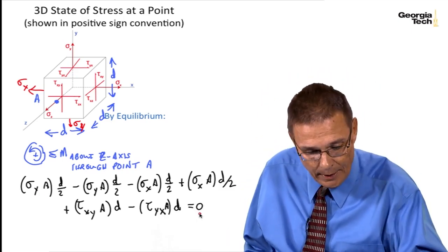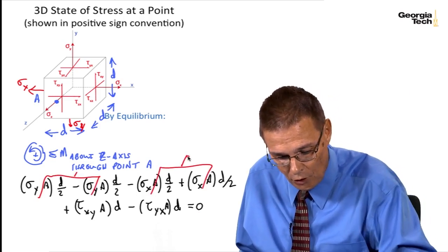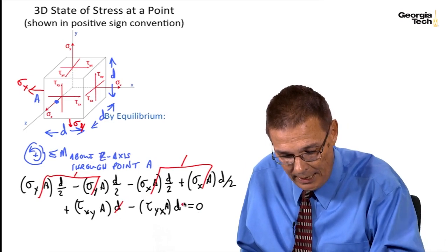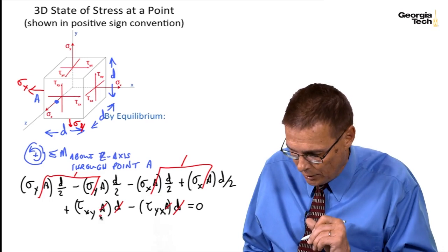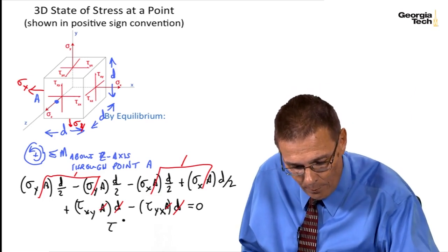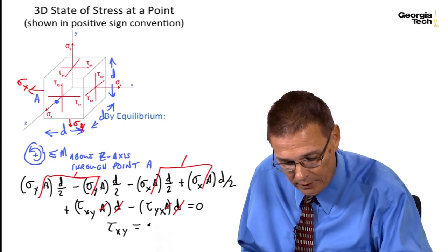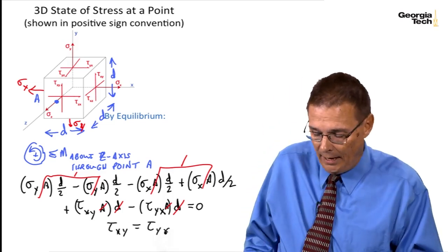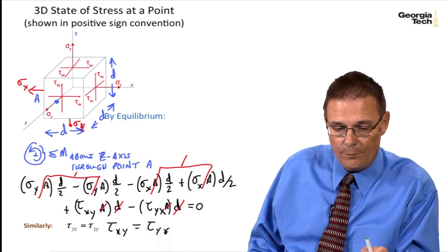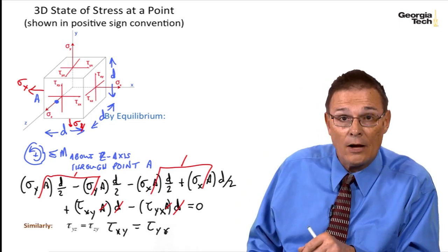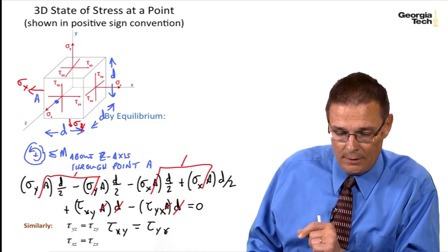Well, we can see here that this term cancels with this term, and this term with this term, the d's cancel, the A's cancel, and what I end up with in enforcing equilibrium is that tau xy has to be equal to tau yx. And you can do a similar type of equilibrium for tau yz and tau zy. They have to be equal, and tau xz and tau zx have to be equal.